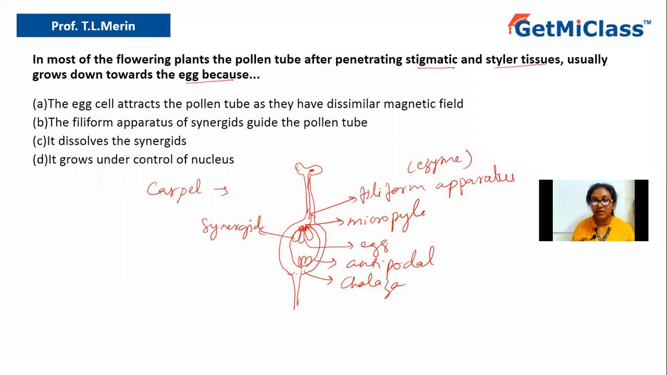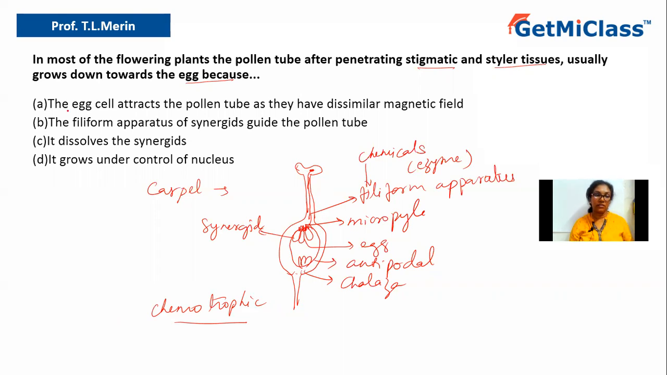The enzymes will dissolve certain tissue here, and the filiform apparatus will produce certain chemical components which will attract the pollen tube to grow towards the egg, that is, towards downwards. This growth or movement towards a chemical is known as chemotropic growth, or chemotropism. This is the reason why the pollen tube always goes down towards the egg.